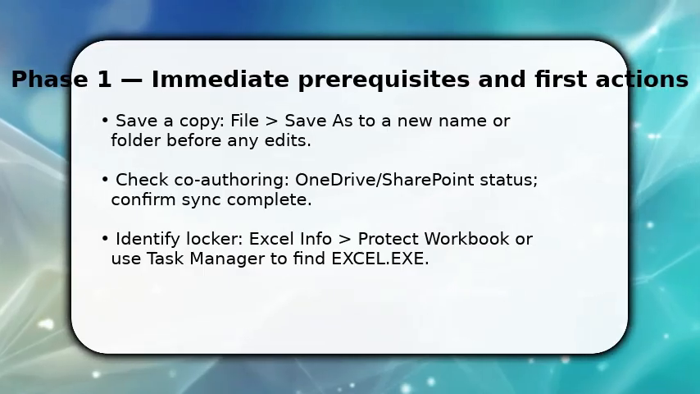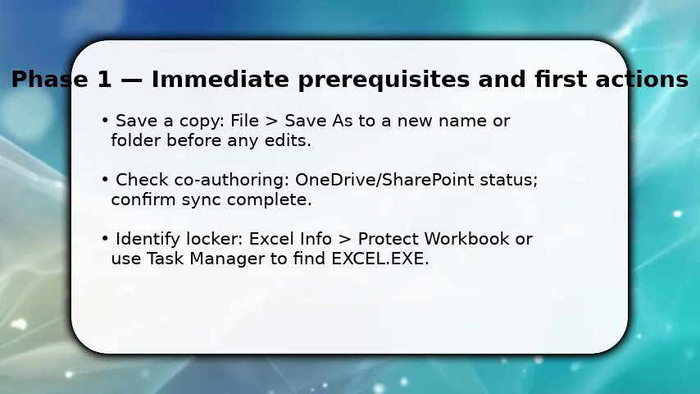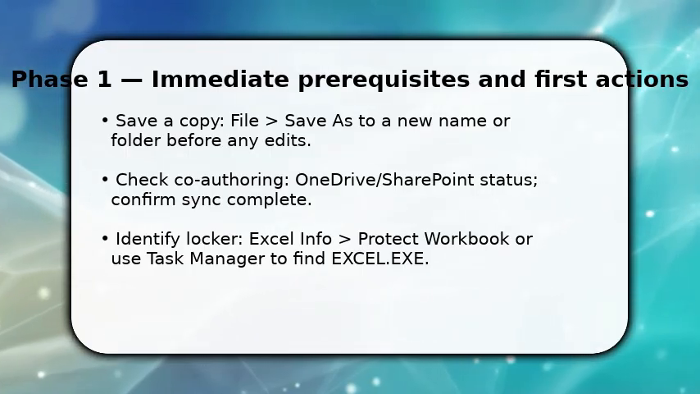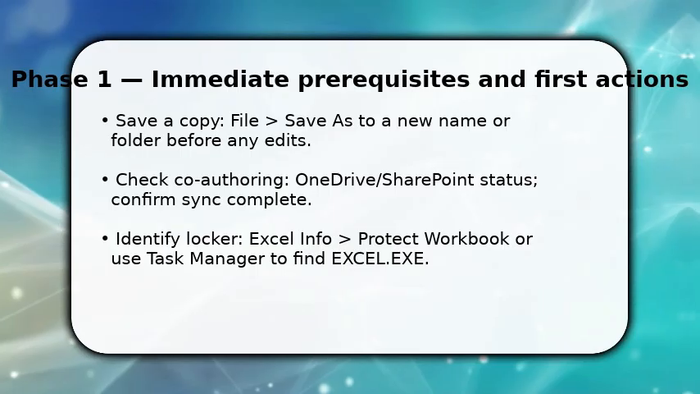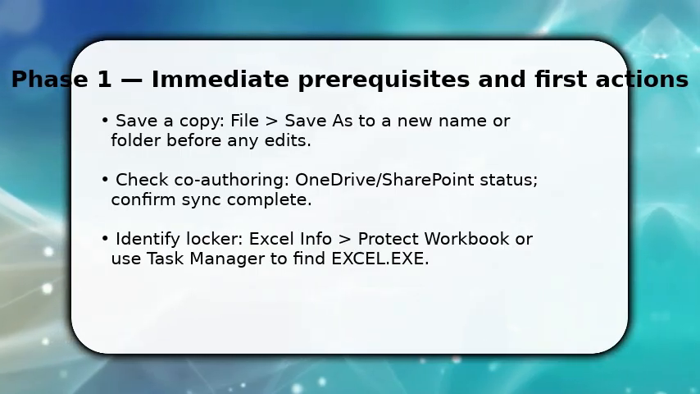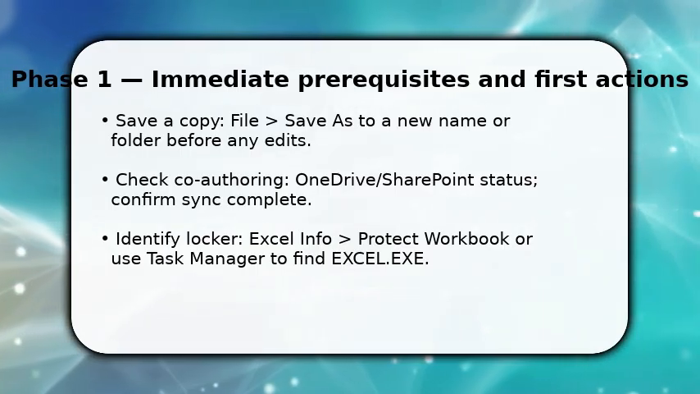You start by protecting your data. Immediately save a copy to a new name or folder so nothing is lost. Next, check co-authoring and sync status in OneDrive or SharePoint. Make sure the file isn't mid-sync.